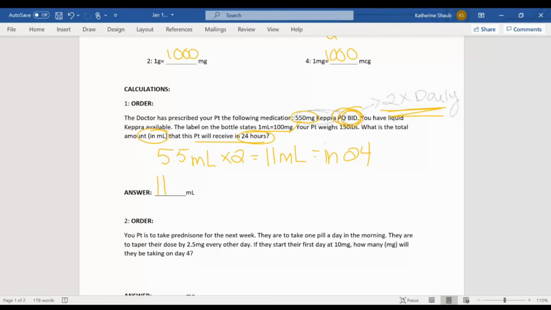Now, I did try to trick you with the weight right here. Some people do get tricked up with that, and they see a weight and they automatically think that they need to use the weight. I tried to trick you, and sometimes NCLEX might do this too, that they will put in extra information that you do not even need to know. So you can just cross that out and you don't even have to look at it.